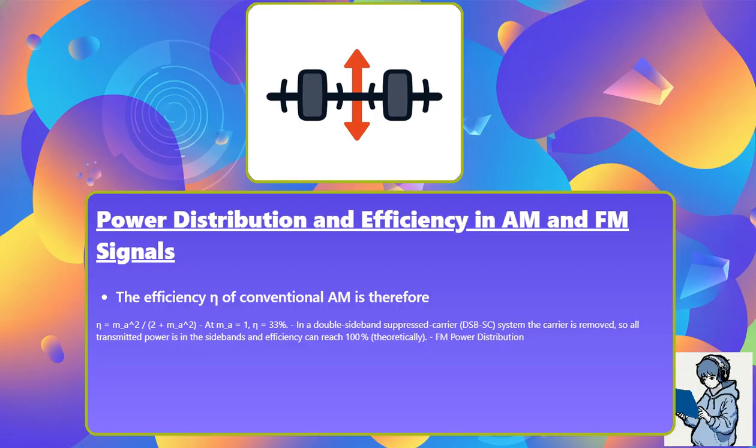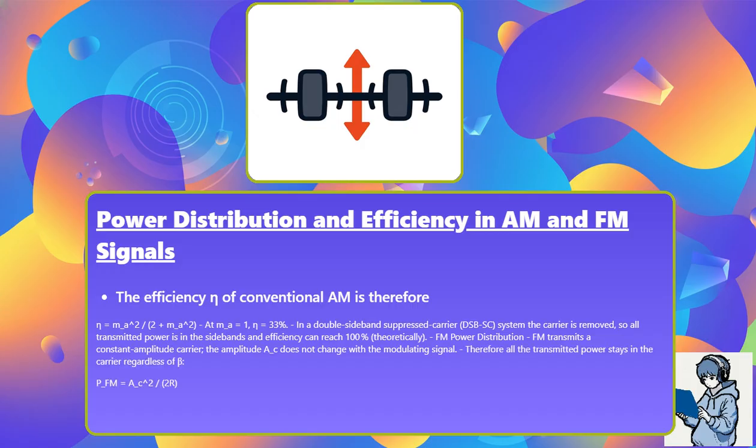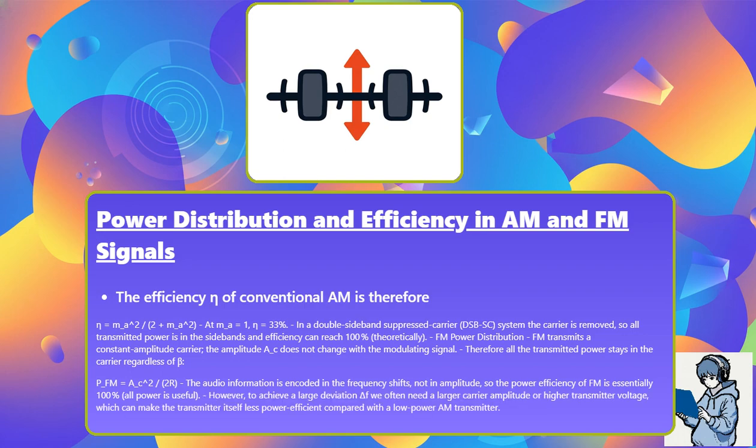FM power distribution. FM transmits a constant amplitude carrier. The amplitude A_C does not change with the modulating signal. Therefore, all the transmitted power stays in the carrier regardless of beta. P_FM equals A_C squared divided by 2R. The audio information is encoded in the frequency shifts, not in amplitude, so the power efficiency of FM is essentially 100%. All power is useful. However, to achieve a large deviation delta f, we often need a larger carrier amplitude or higher transmitter voltage, which can make the transmitter itself less power efficient compared with a low power AM transmitter.